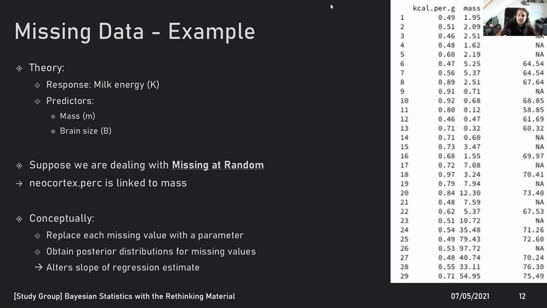Conceptually, what we want to do is, as you can see on the right-hand side, the actual data set, and you can see all of those missing values in the neocortex variable. We want to replace each missing value for our model with a parameter, which our model will then take as a task for itself to try and estimate the actual neocortex value for this one missing observation, each in turn. We can then obtain the posterior distribution for the missing values, which also, because now there's information flowing in several directions here, alters the slope of the regression estimate in comparison to just running with complete cases.